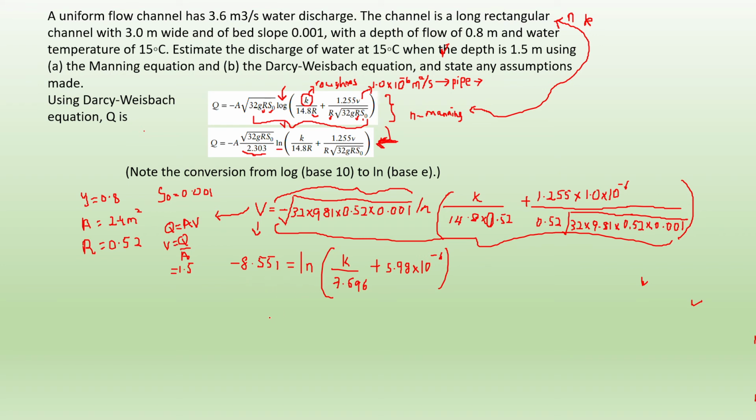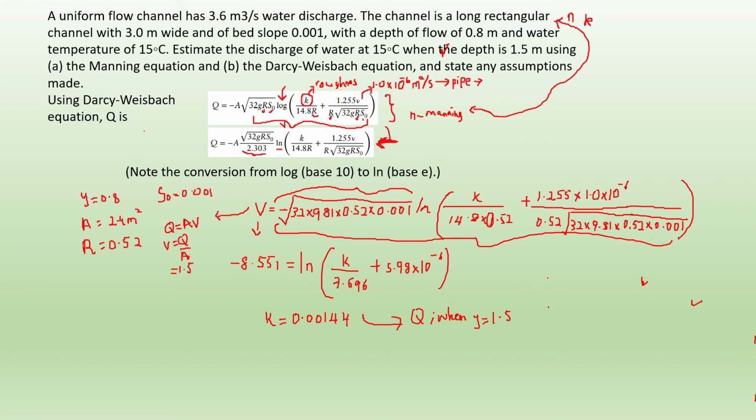So when you solve this, finally you can get k as 0.00144. Once you get k, you can find Q when y equals 1.5. I will give you the answer, and please solve this question by yourself.